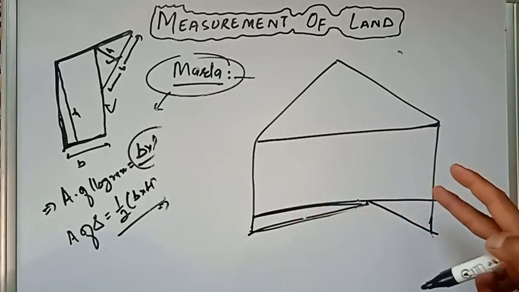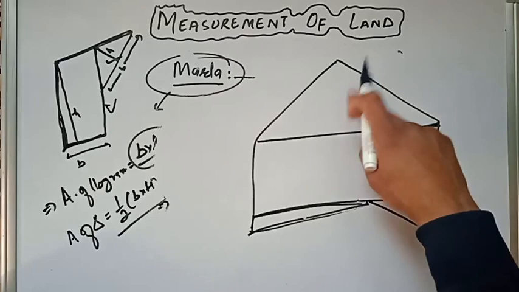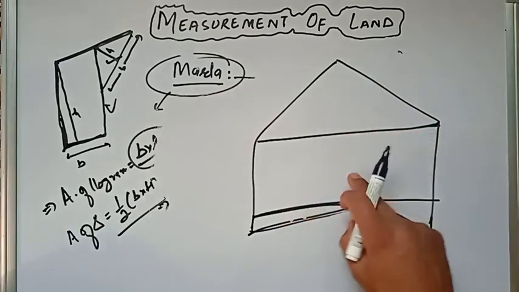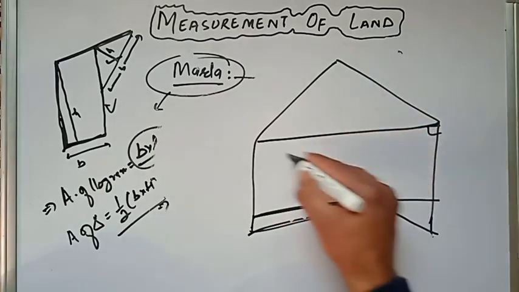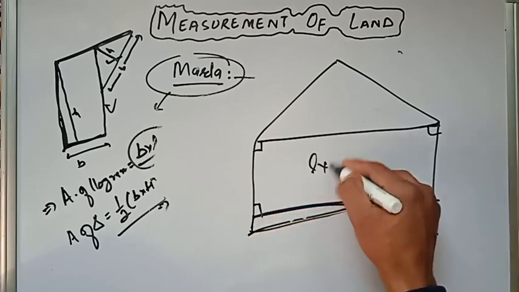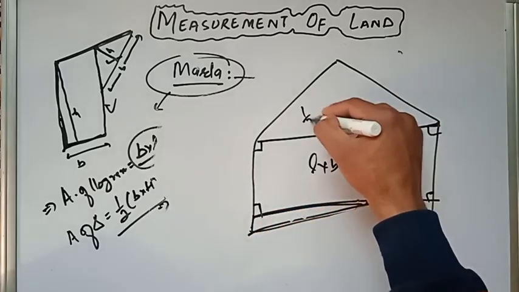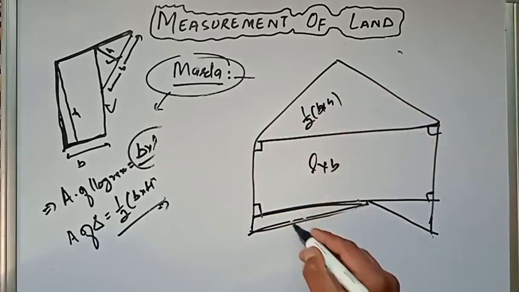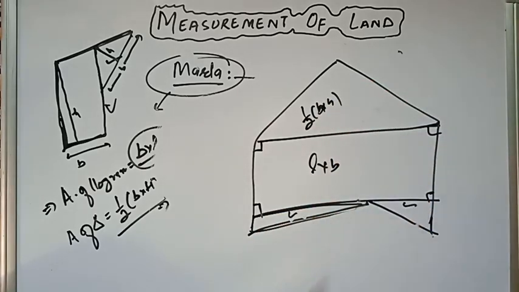3 of the 4 sections will be the triangles. This is triangle, this is the triangle, and this is the triangle, and this one will be, suppose, a rectangle. Suppose this is a rectangular plot now, and its area is length into breadth. Its area is 1 by 2 base into height, and same for this, 1 by 2 base into height, 1 by 2 base into height.